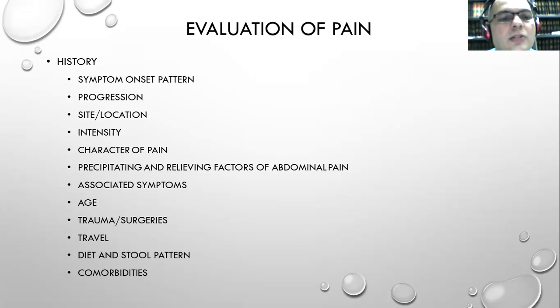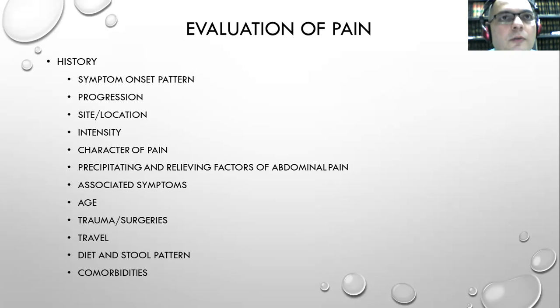We should take a history of precipitating and relieving factors of abdominal pain. This is possible when we have recurrent pain. When a child comes up with recurrent pain, we should keep an eye out to find out what could be the relieving factors and what could be the aggravating factors of the pain in abdomen.